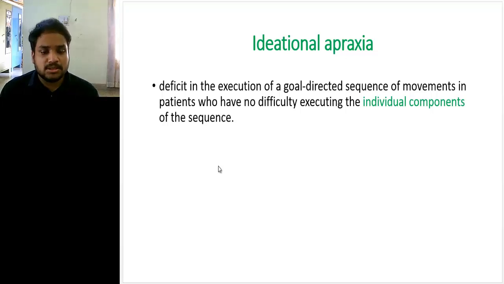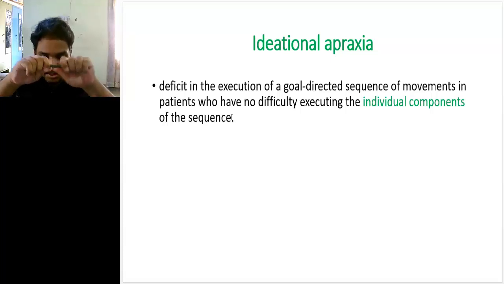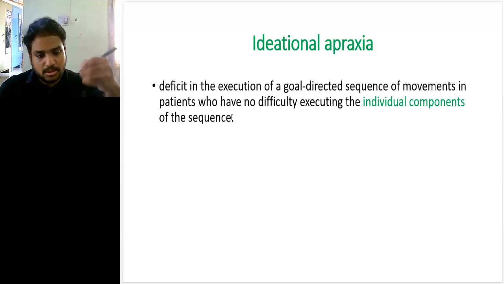What is ideational apraxia? There is a deficit in execution of a goal-directed sequence of movements in patients who have no difficulty executing the individual components of the sequence. I'll tell you what it is. See, if you ask the patient to take a pen and write, right? There is a sequence: uncapping the pen, placing the cap at the opposite end, and turning the pen towards the writing surface, right? And writing. So this much should happen if you ask the patient to take a pen and write. This sequence of events is disrupted.